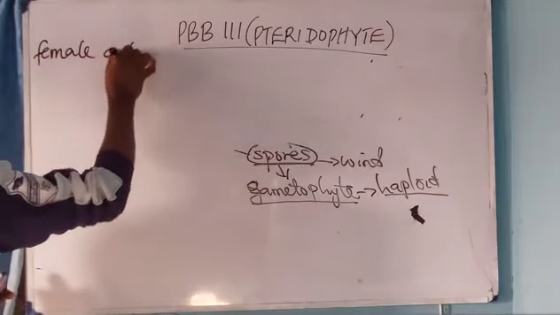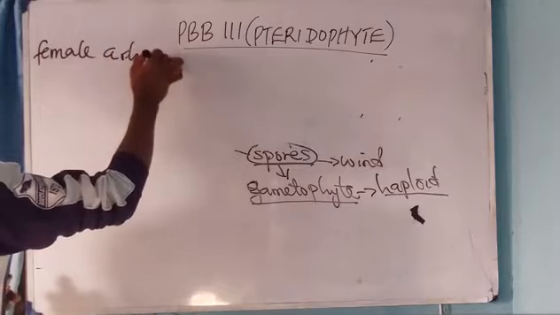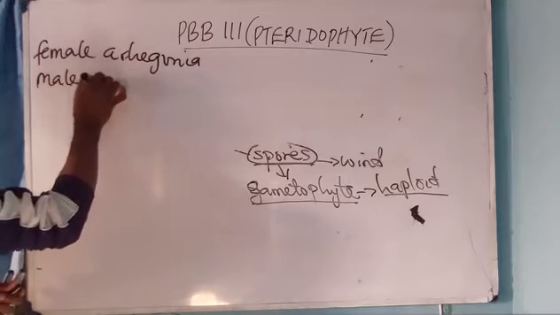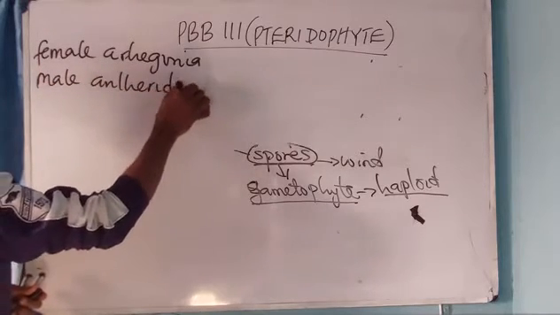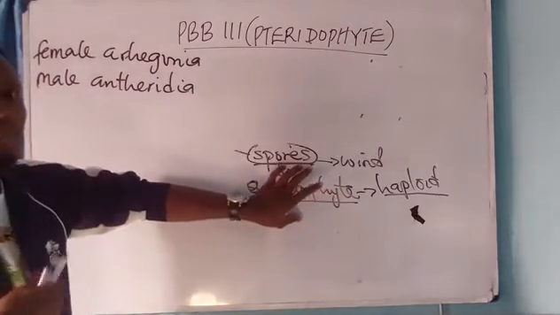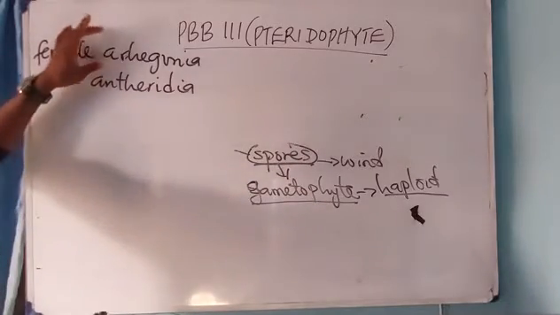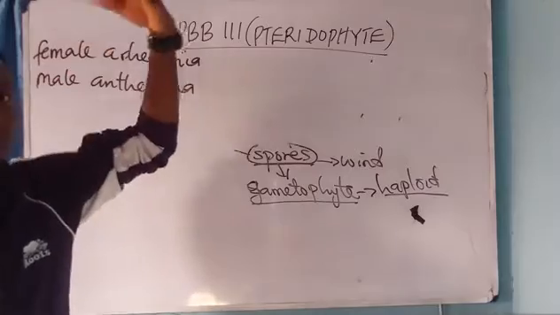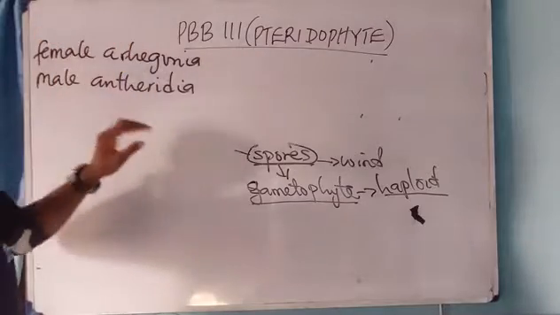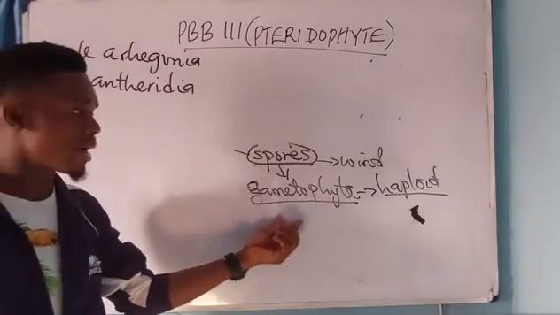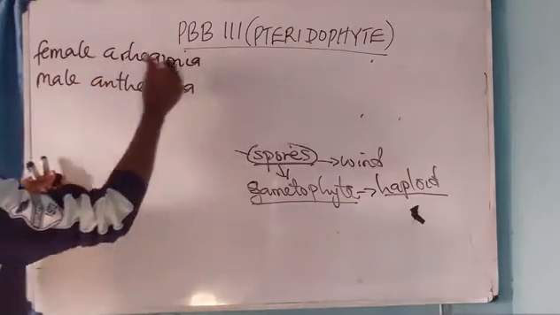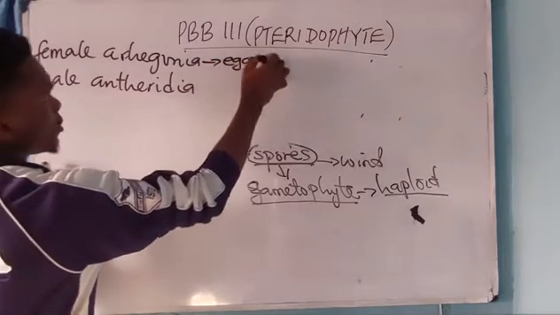Female archegonia, and we have the male antheridia. This gametophyte stage, let me also say the leafy gametophyte, it carries the female archegonia at the upper parts of this gametophyte. That is where you have the archegonia, the upper part of it. Then the antheridia is found at the lower parts of this what? Gametophyte. Now, the female archegonia will produce what? Egg or what? Ovum.